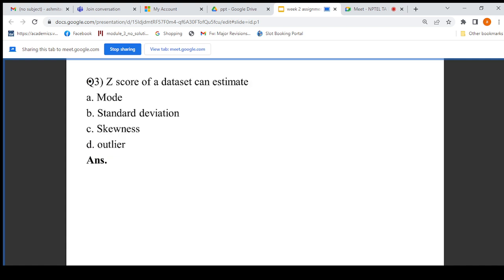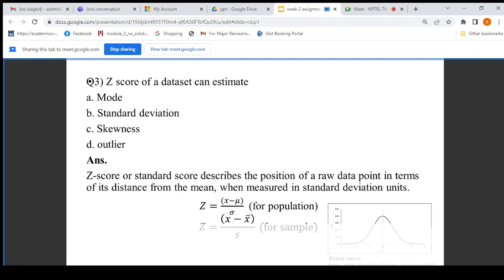So now, what is the z score and what is the role of the z score in a data set? Anyone? What is z score? Outlier. Outliers. Yeah. So what is the z score? Z scores are also known as standard score. It basically describes the position of a raw data point in terms of its distance from the mean.